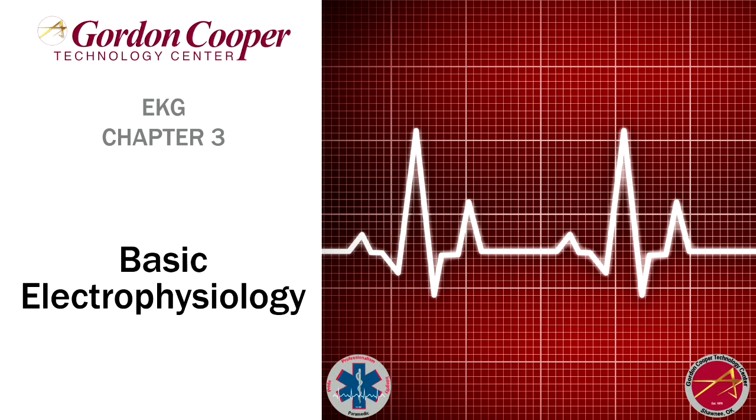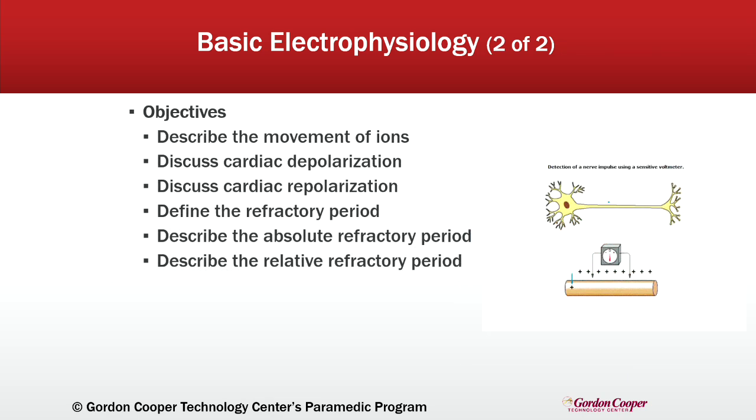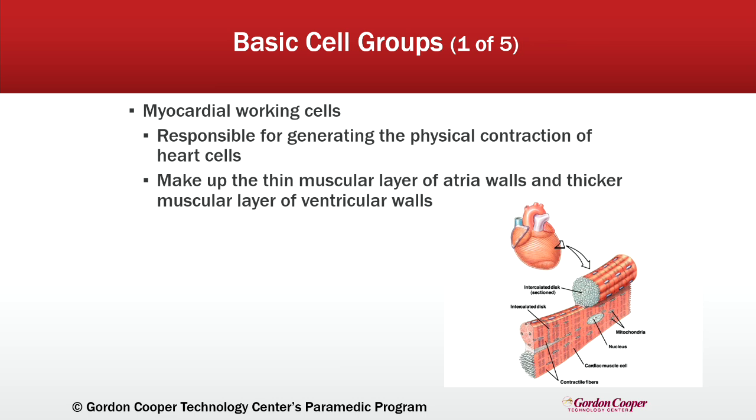Okay, Chapter 3, EKG, Basic Electrophysiology. We're going to talk about a lot of things. You'll see myocardial cell groups and the functions and 4 primaries of cardiac cells, the major electrolytes, the movement of ions, cardiac depolarization and repolarization, the refractory period. We're going to talk about a lot of stuff. So let's get going. Let's start with some basic cell groups.